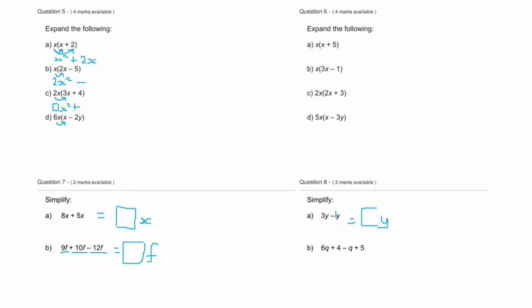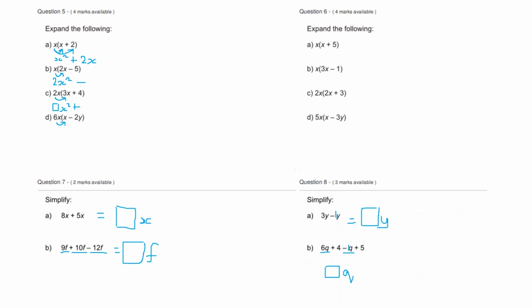For 8b, this time we've got different types of term in here. So what we've got is 6q, and I'm going to look along the row and find anything else that's got a q in it. And I've got this bit here. Take away q, so take away 1q. So I'm going to do that bit and I'm going to write down how many q I've got. So 6q, take away 1q.